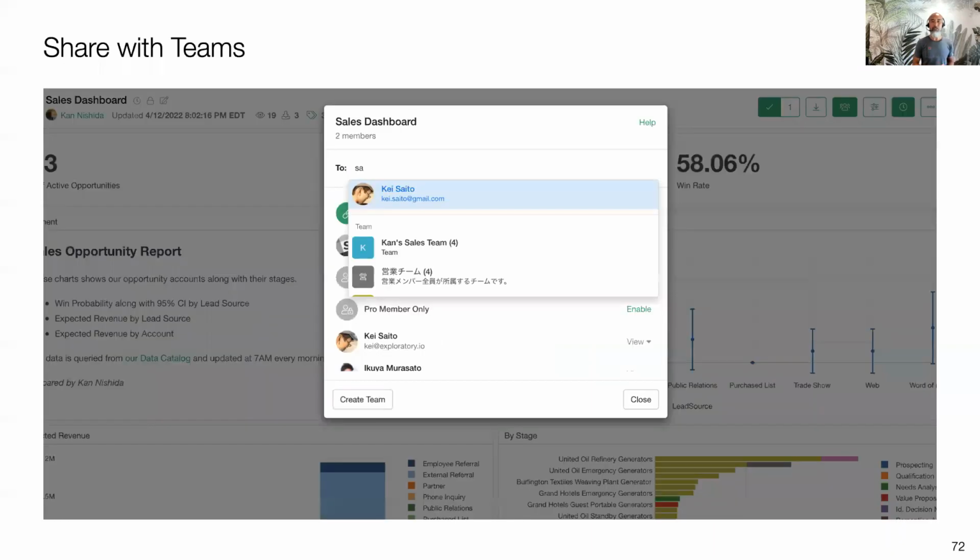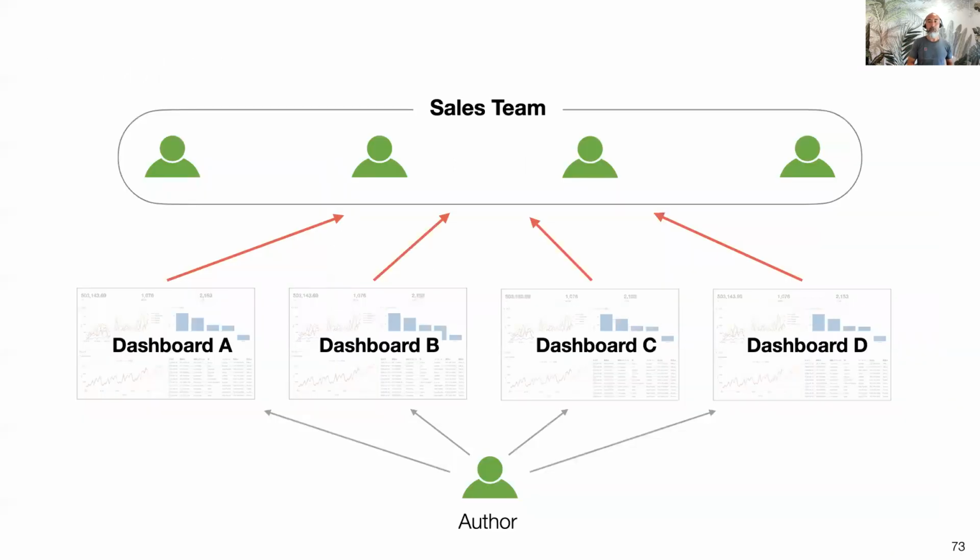So sharing is kind of easy to imagine. When you share, instead of one by one, you can select a team that might contain, let's say, 4 people or 10 people, 20 people, whatever. It's much easier to share with the team instead of one by one.